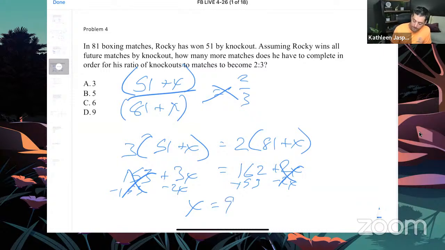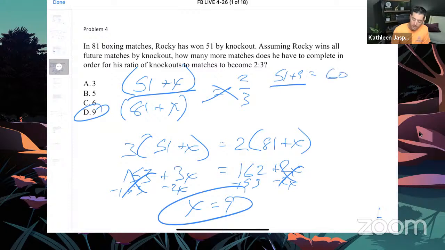So x is 9. It's going to take 9 more matches to get us to that ratio of 2 to 3, 2 knockouts for every 3 matches that he's in. So D is the correct answer. And if we go through it, 51 plus 9 equals 60, 81 plus 9 equals 90, and 60 over 90 gives me 2 out of 3.